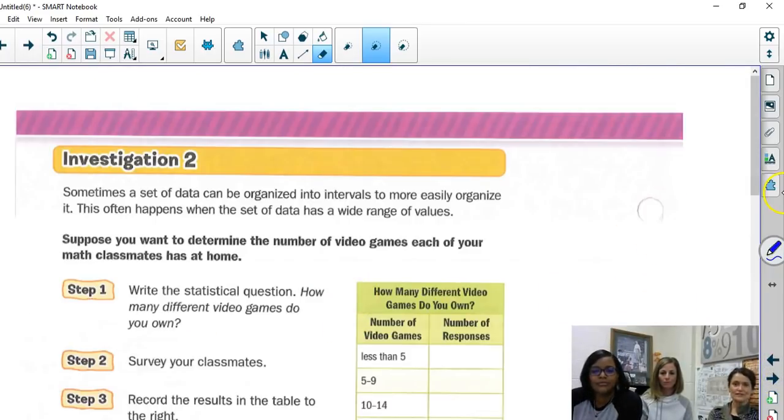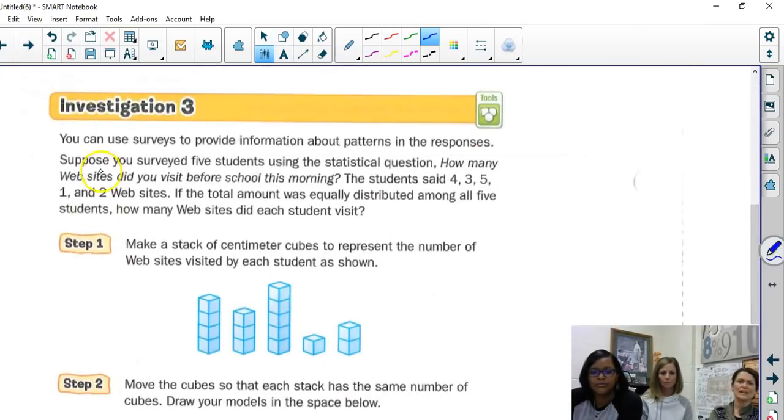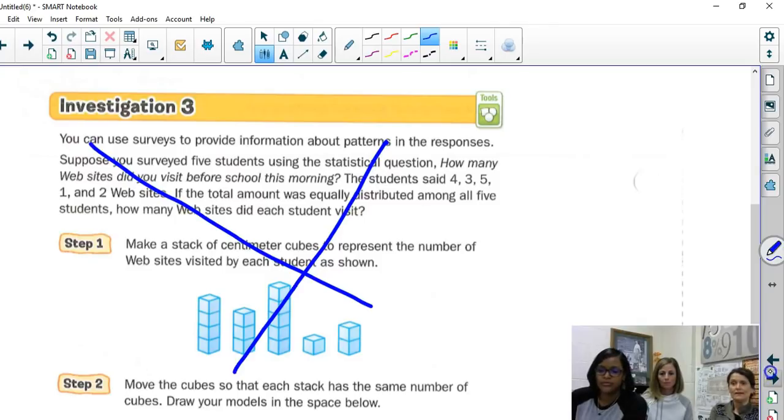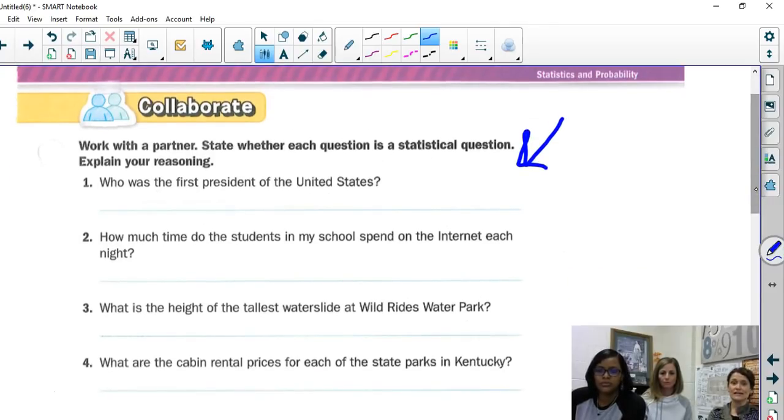We're not going to do this investigation right here. Investigation 2, don't worry about that. Down below is investigation 3. This investigation deals with how we're going to analyze the data, but we're going to talk about that once we collect the data. Not doing that, but if you go to this last page right here, we want you to complete these questions down here. You're obviously not with a shoulder partner.